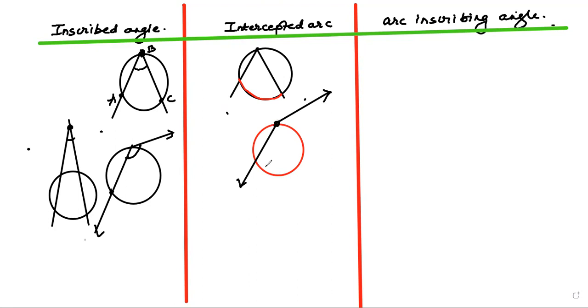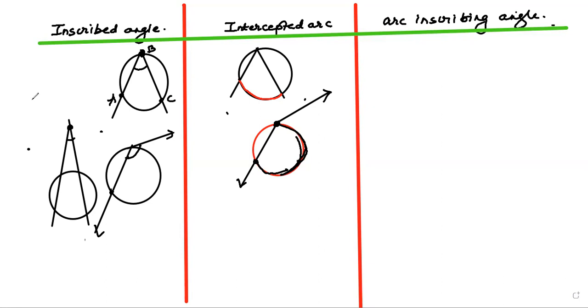But what happens, children? Look at this arc. One endpoint lies on one of the sides. The other endpoint is the vertex, I can say it lies on the other side. So such an arc whose one endpoint lies on one of the sides and the other endpoint lies on the other side, we call that arc an intercepted arc. So here, this arc is an intercepted arc. Are you getting me, children?